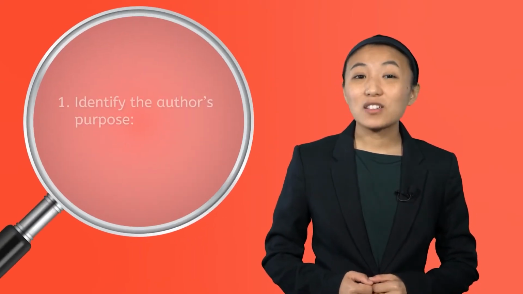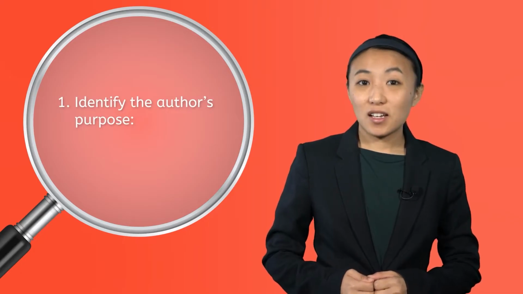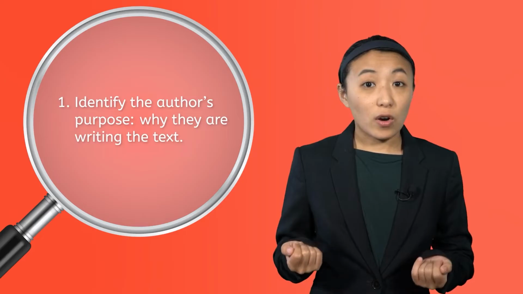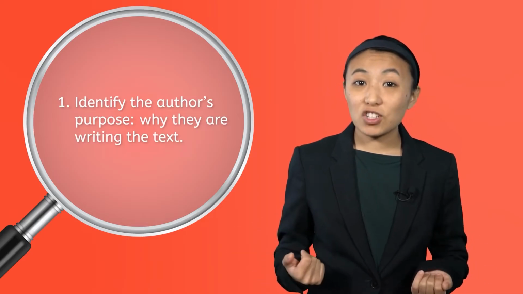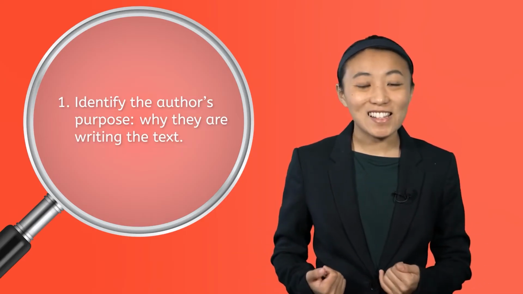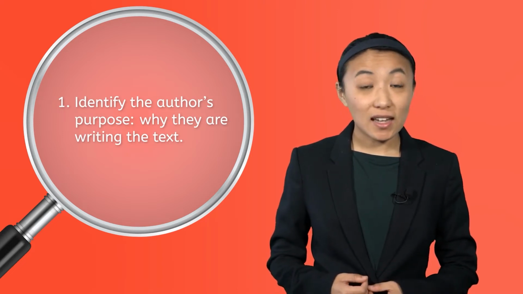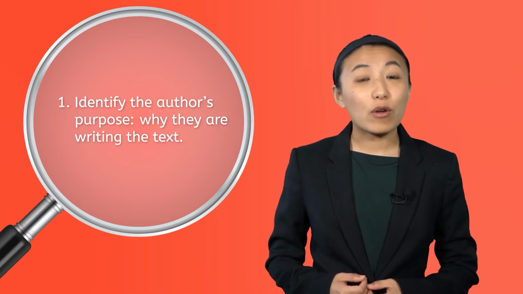First up, identifying the author's purpose. The author's purpose is why they are writing the text. Are they trying to provide us with information? Entertain us, persuade us to believe their claims? Let's read the text and see if we can find our first clue.